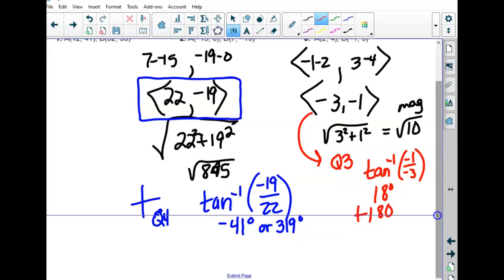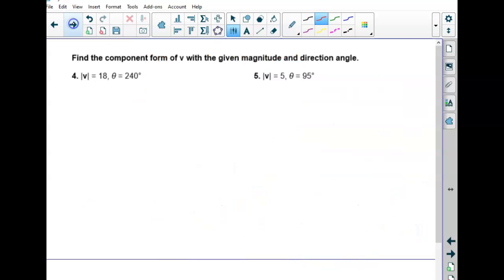Let me show you why it's 180, just in case we're confused about that part. If I go over 3 and up 1, it makes an 18-degree angle. And you instead went left 3 and down 1. Do you see that that would make a straight line and it would be 180 that you're moving beyond? So we get 198. I feel like that's a number we just did. But anyway, we good? All right, so we're going to move on to the next page.